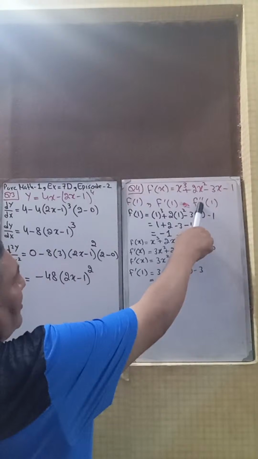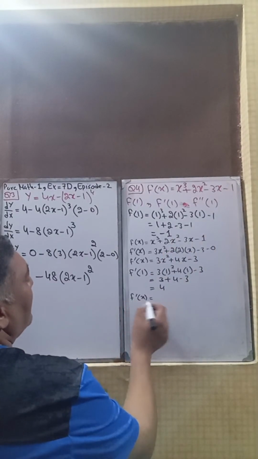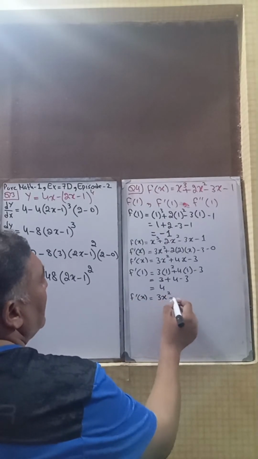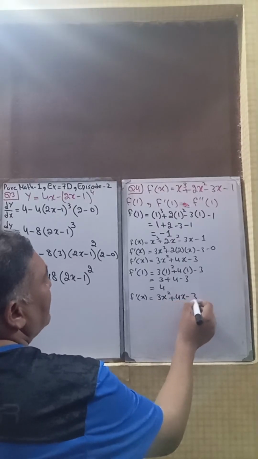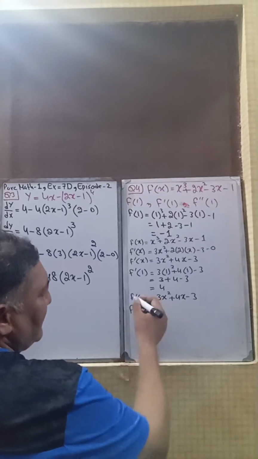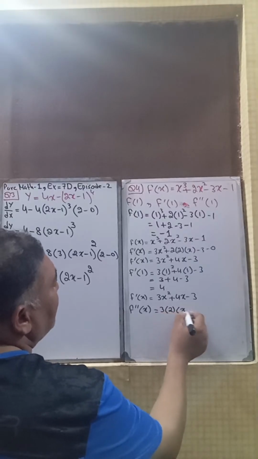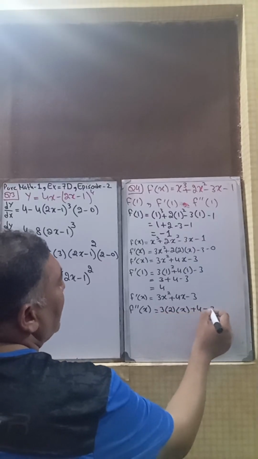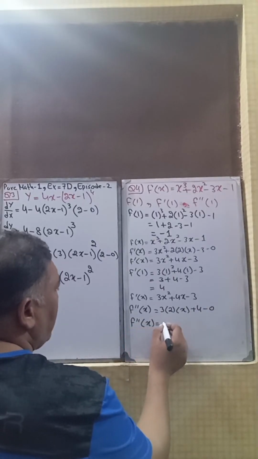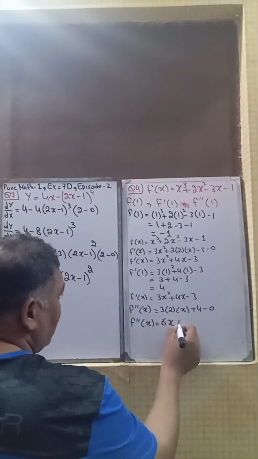Then they asked me the question on the double derivative. So I know that the first derivative is equal to 3x square plus 4x minus 3. I will take its double derivative, meaning I will again differentiate it. So it will be 3 into 2 into x plus 4 minus 0. So the second derivative will be 6x plus 4.